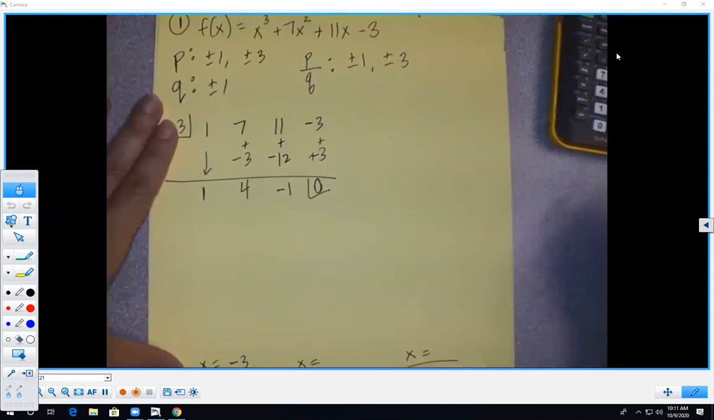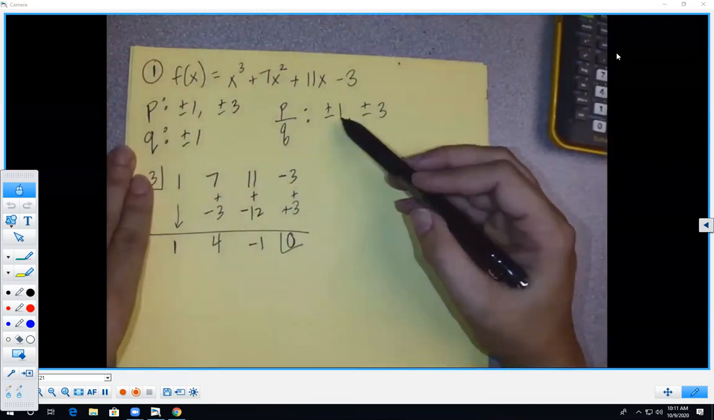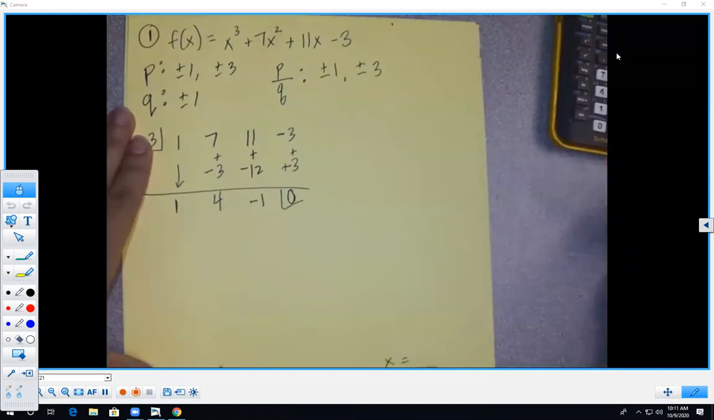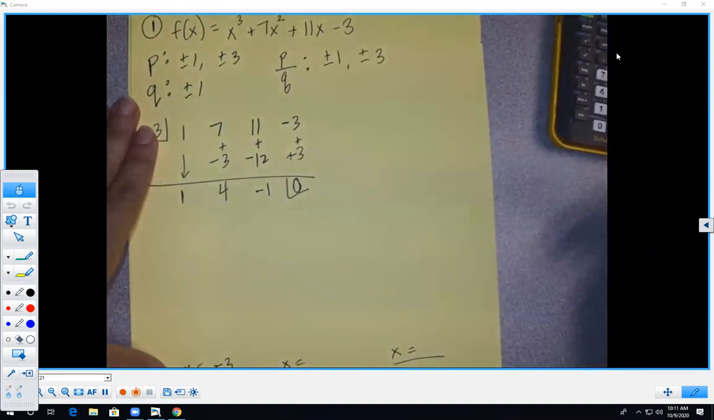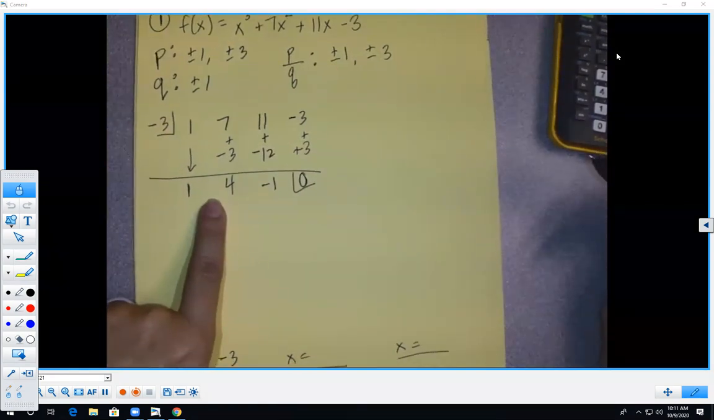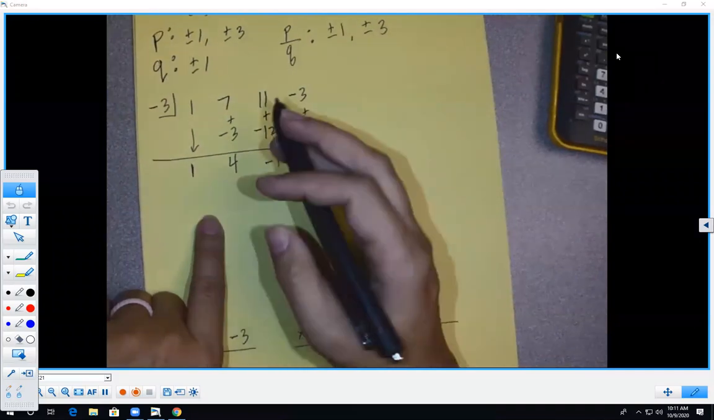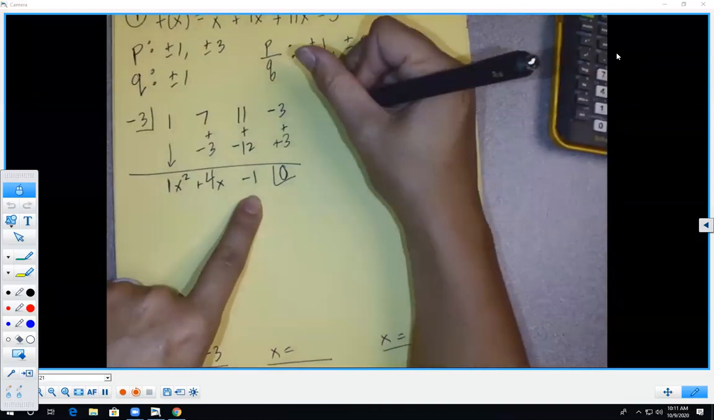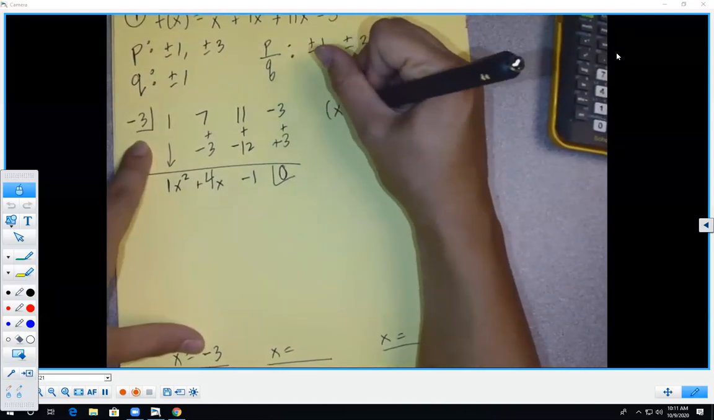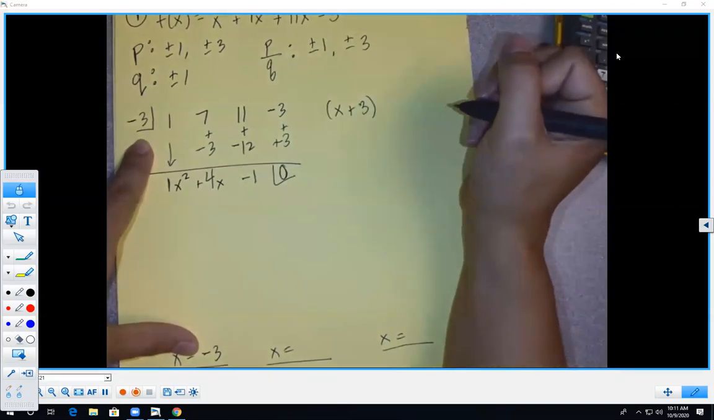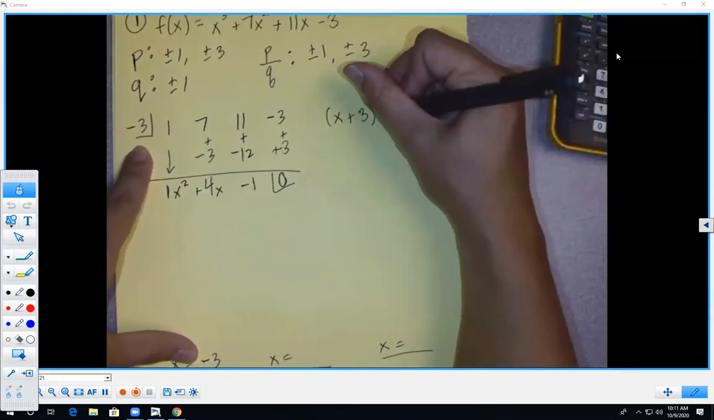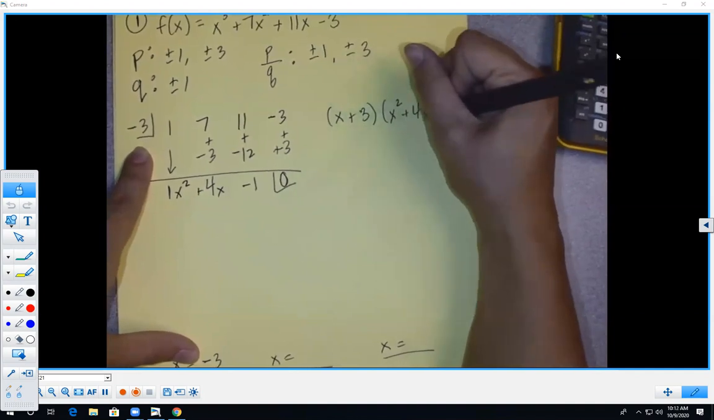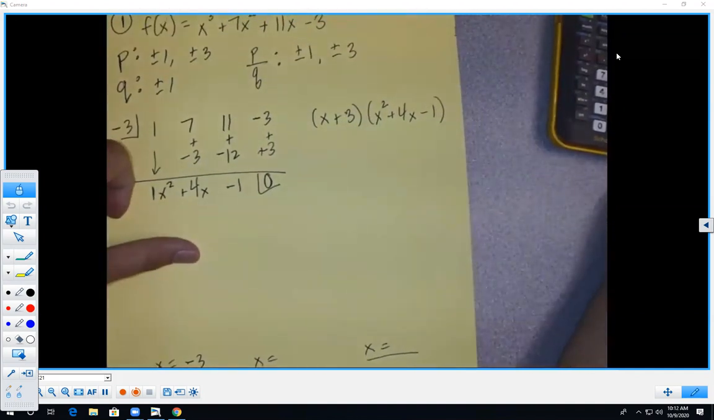I have 2 more solutions. Where are those at, or how am I going to find those? Because it's not +1, it's not -1, it's not +3. So where else am I going to find my solutions? When you divide, you get this piece left over. This is 1x squared plus 4x minus 1. That tells me this factors into x plus 3, because my root or my solution is -3, times x squared plus 4x minus 1, right?